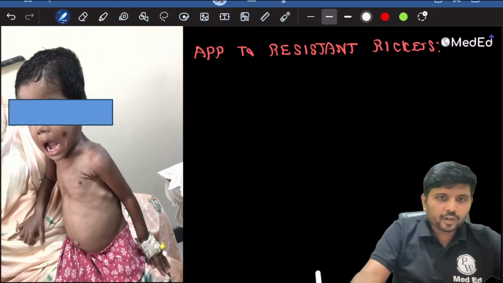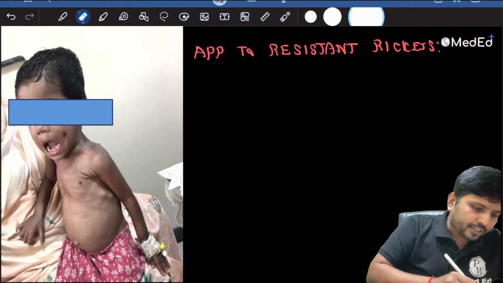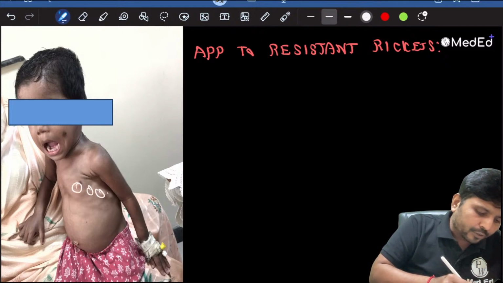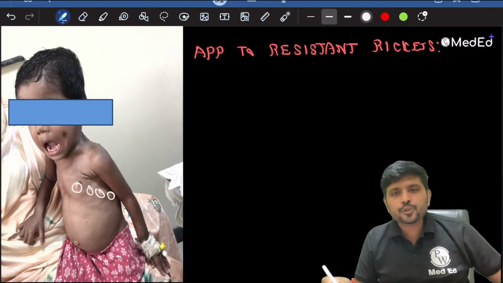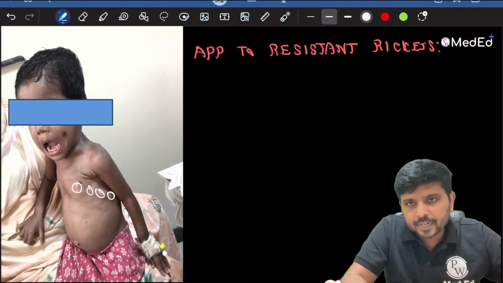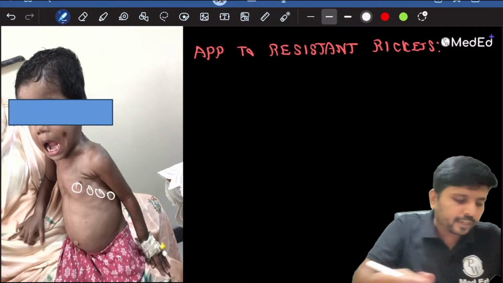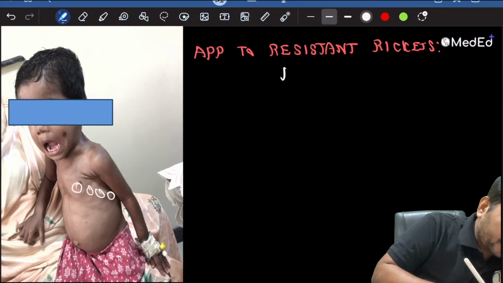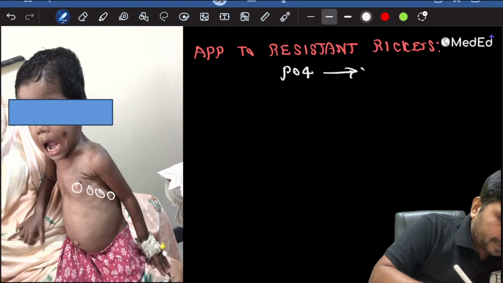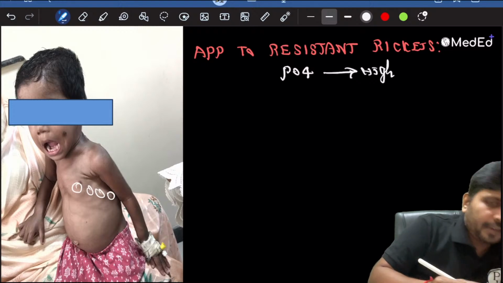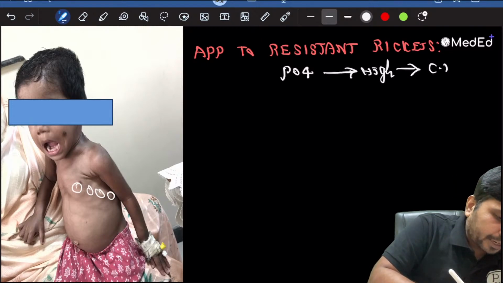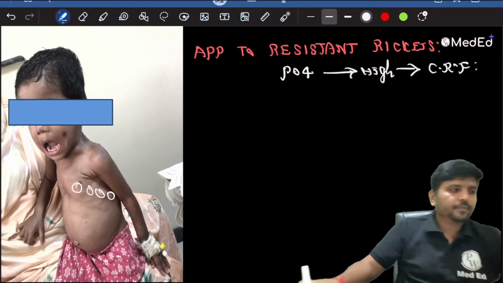Again, look at this. What does this child have? The child has a rickety rosary. What is the approach to rickets? Nutritional rickets were already discussed. Let me write an approach to resistant rickets. Always consider phosphorus first. If the phosphorus is high, it can be due to chronic renal failure.